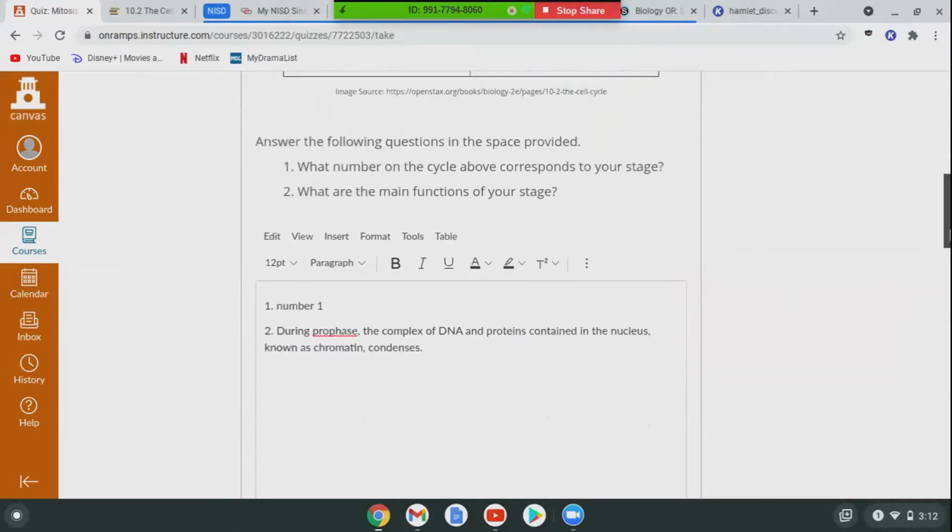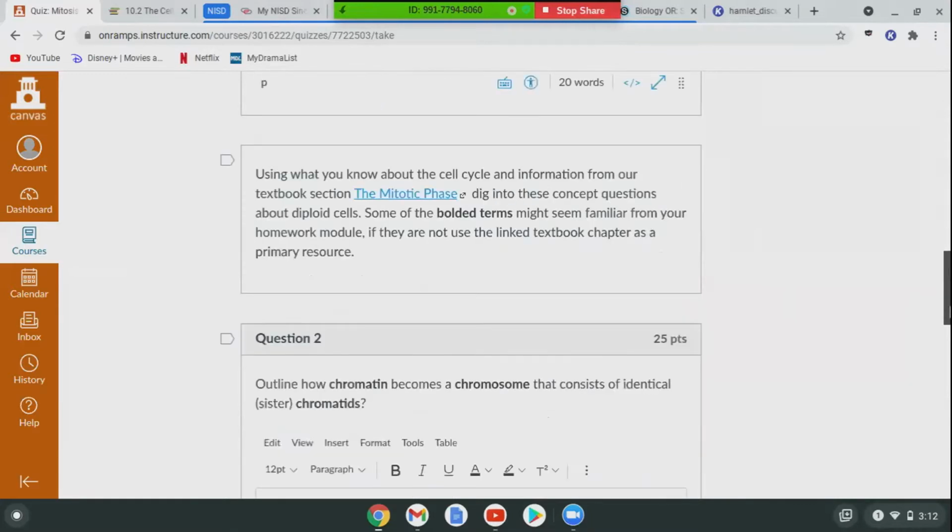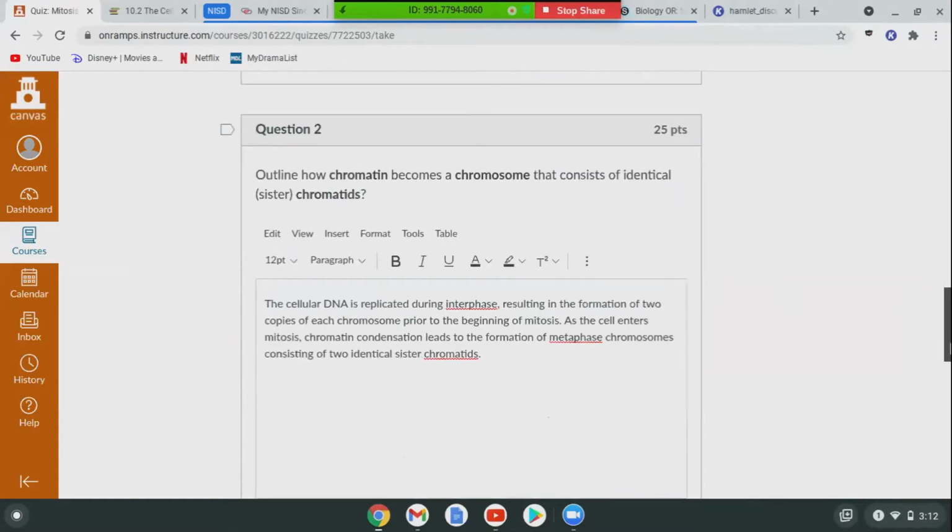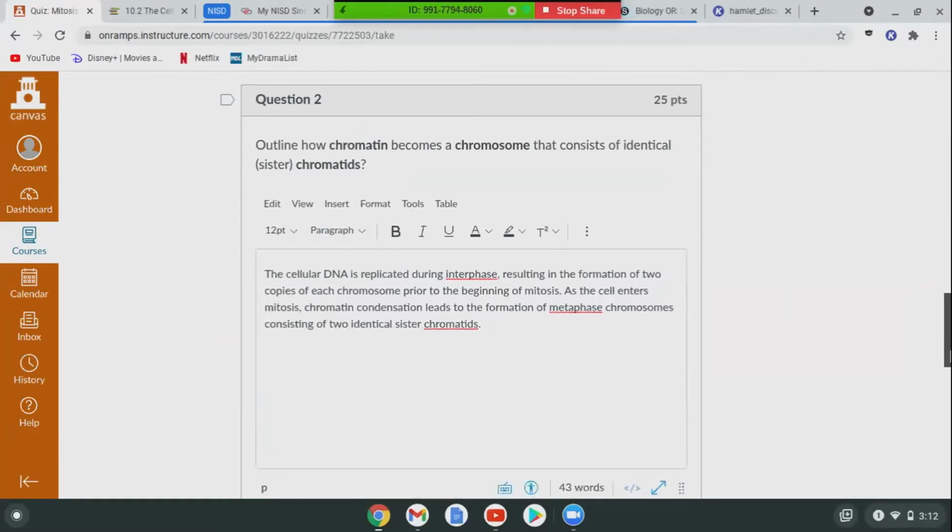Okay. And then our second was to outline how chromatin and chromosomes consist of identical sister chromatids. I would put: the cellular DNA is replicated during interphase, resulting in the formation of 2 copies of each chromosome prior to the beginning of mitosis. And then as the cell enters mitosis, chromatin condensation leads to the formation of metaphase chromosomes consisting of 2 identical sister chromatids.